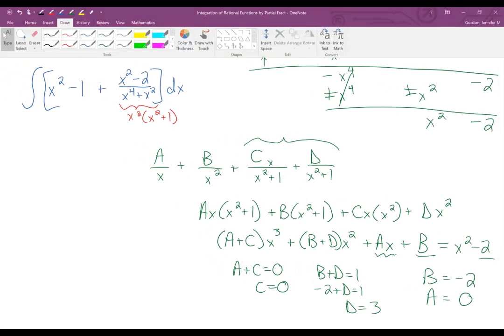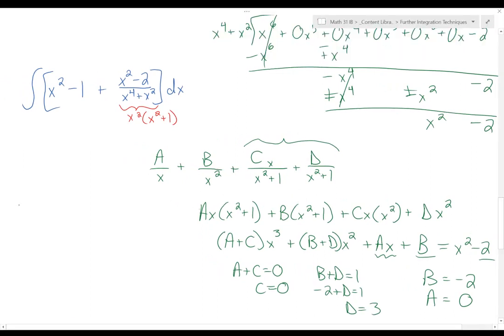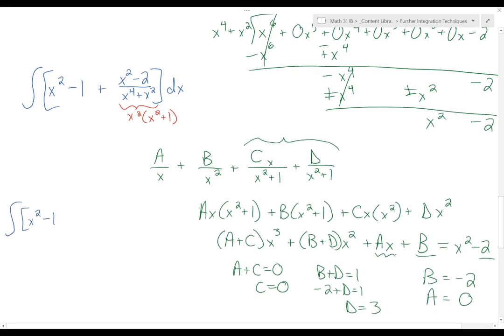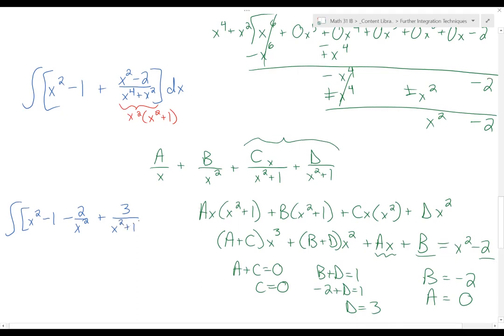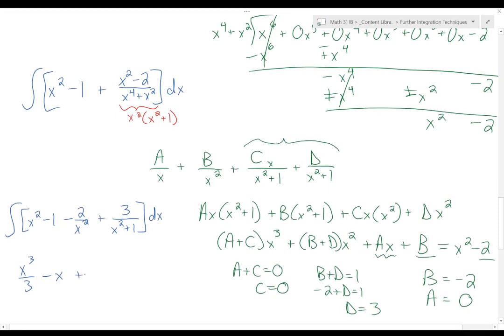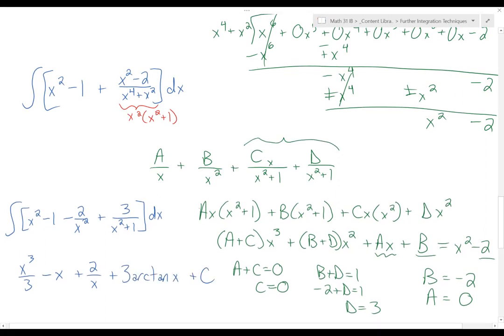So my antiderivative, the integral that I'm taking, is the integral of x squared minus 1 minus 2 over x squared plus 3 over x squared plus 1, all dx. And each part of this is now ready to be integrated. So I've got x cubed over 3 minus x plus 2 over x plus 3 arctan x plus c.